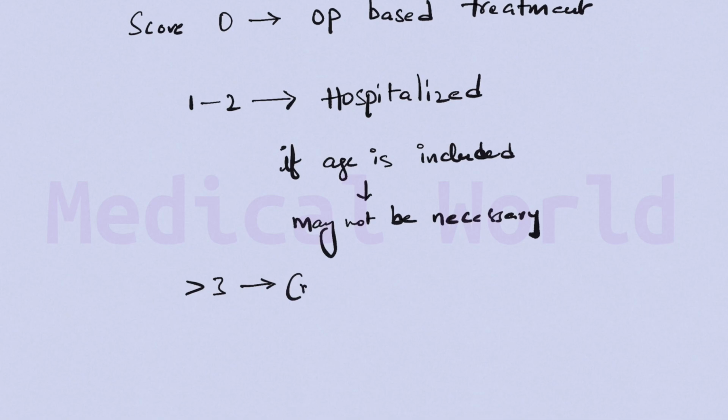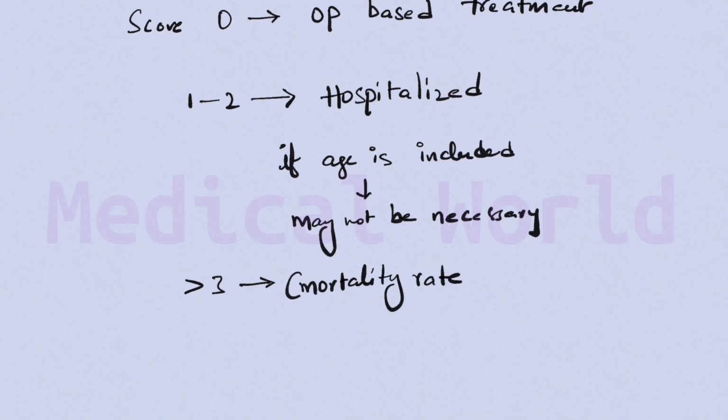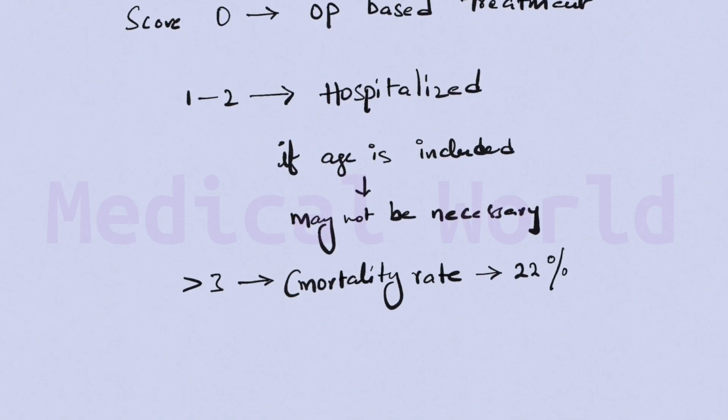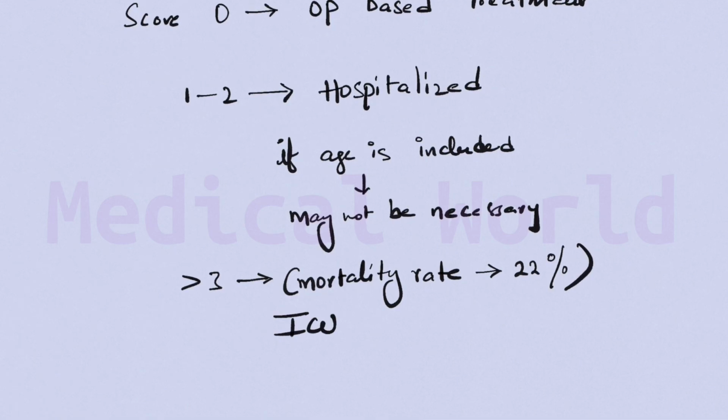If the score is more than or equal to 3, the mortality rate will be very high, up to 22%. These patients require ICU admission.